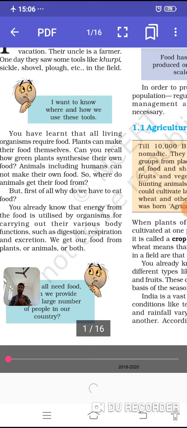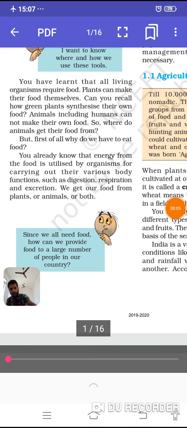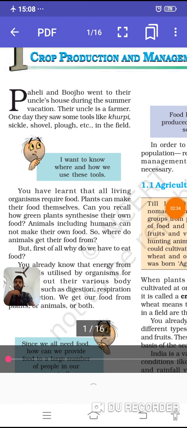So for better yields, we must follow a certain kind of agricultural practice for better crop production. If we follow such agricultural practice for crop production and management, then only will we be able to distribute food to the people of our country. In this chapter, we are going to learn what crops are, how they are produced, and how they can be managed in a proper way to fulfill the demand of a large population.